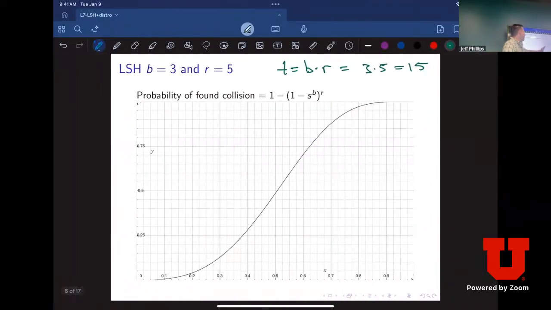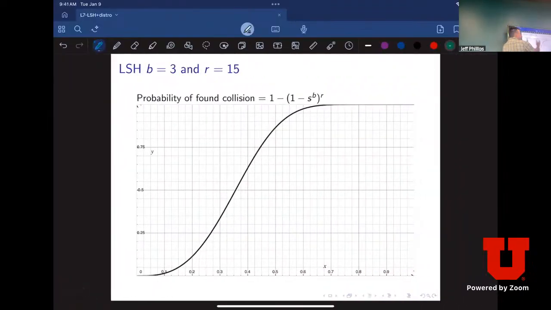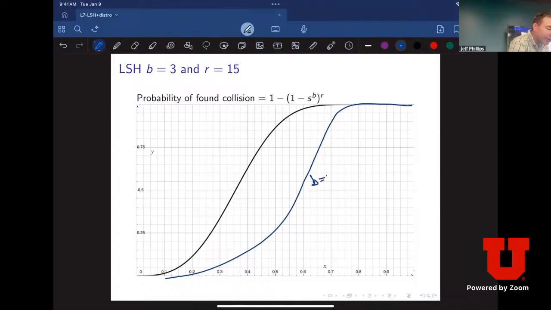So if I went from a curve here and I increase R from 5 to 15, how should this curve shift? What should the effect be on the curve? If I have a higher probability of seeing a collision, the y-axis, the probability of a found collision, what should happen to the curve? It should move to the left and up. Before, this was B equals 3, R equals 5. And so I've moved up and left.